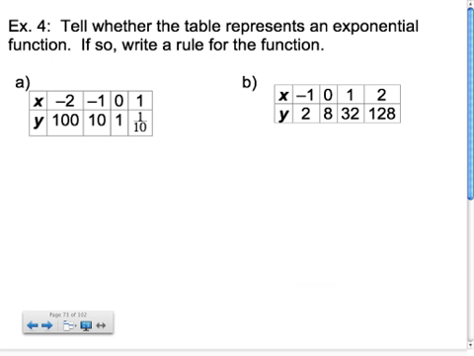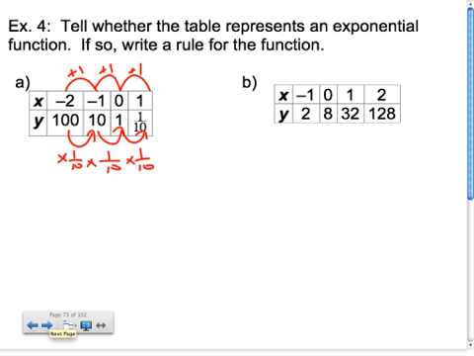Okay, and that's it. Tell whether the table represents an exponential function. If so, write a rule for the function. So again, we're going to look at our common multiplier. So you'll notice I'm increasing by 1 each time. Okay, so that's important to note. And then I ask myself to go from 10 to 100. What do you do? Well, I multiply by 1/10. To go from 10 to 1, what do you multiply by? 1/10. To go from 1 to 1/10, multiply by 1/10. So your common multiplier here is 1/10.